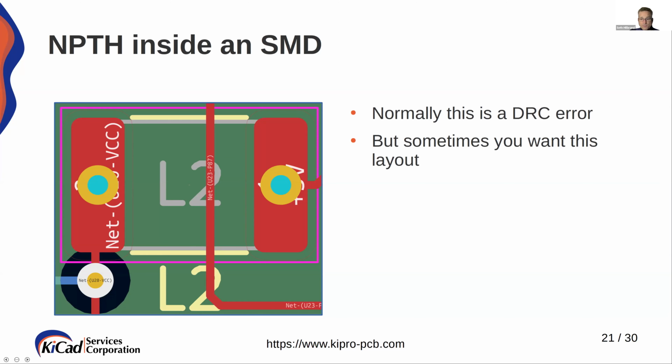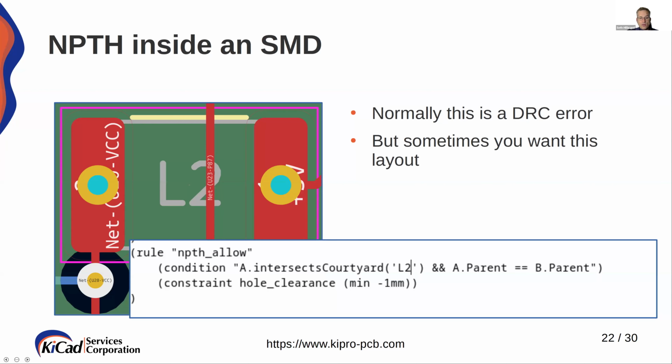What you want to do in this case is to say, well, create a rule, non-plated through holes allowed, right? This condition, A intersects courtyard with L2, you're specifying which footprint you're going to allow here, and then you're going to say A dot parent is equal to B dot parent. Now, what are we doing here? We're saying that this non-plated through hole exists as an element in the footprint itself, and so does the surface mount pad. Both of these exist as elements within the same footprint.